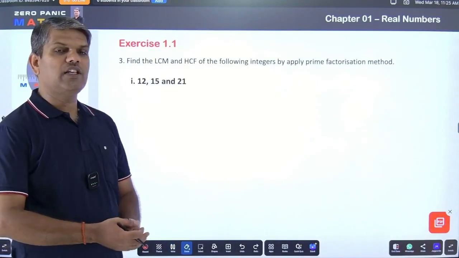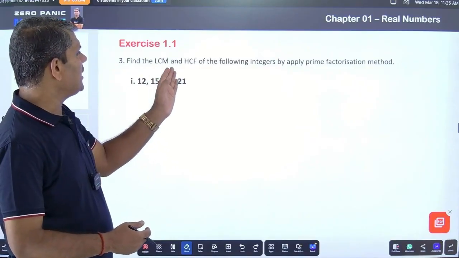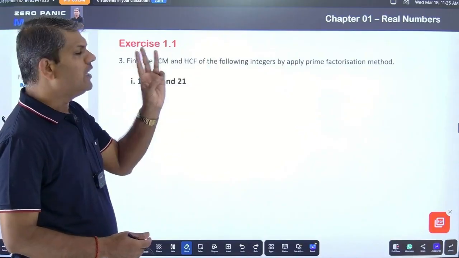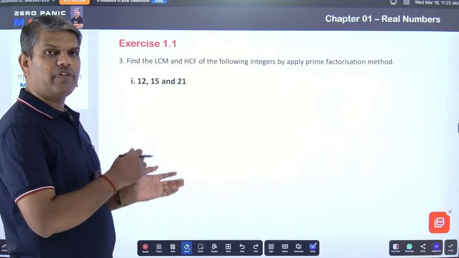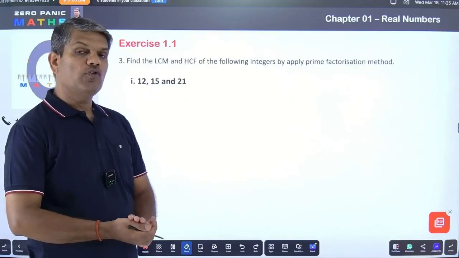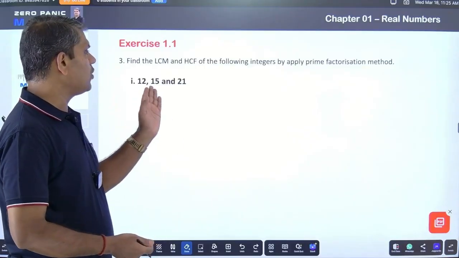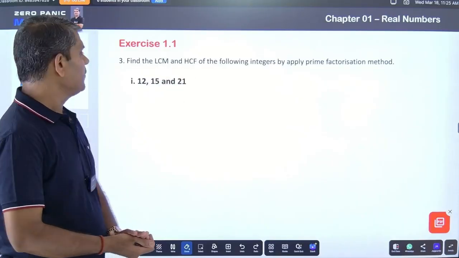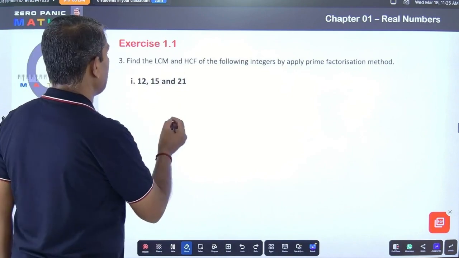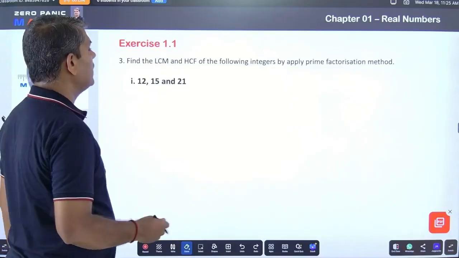Now let us continue with the third type of problems, where we're going to find out the LCM and HCF of three numbers with prime factorization method. Okay, till now we have found out the LCM and HCF for two numbers only and applied the formula also, but here we are going to find out the LCM HCF of three numbers together. Okay, so let us write the prime factors of 12, 15 and 21 first, find out the LCM and HCF.